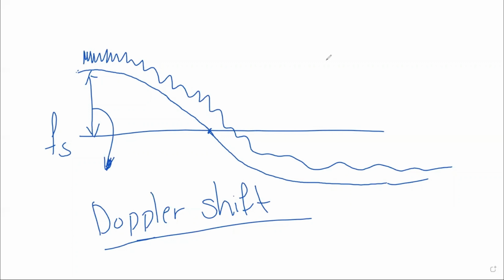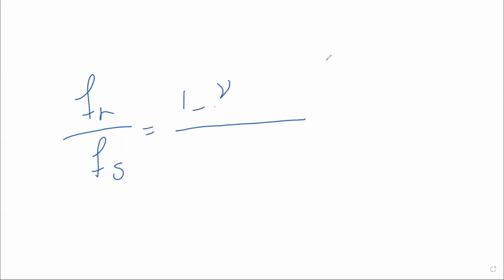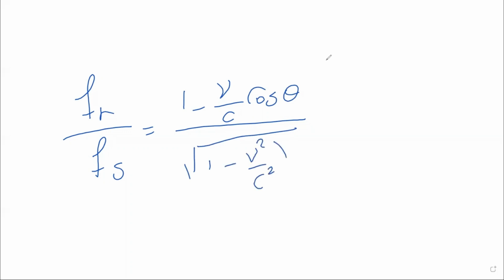If you determine this frequency, you can somehow determine your distance to the source. That's the point. FR is the received frequency. The frequency of the source is multiplied by 1 minus the velocity of the source cosine theta over 1 minus velocity of light squared. That's the formula between the received and the source frequency.